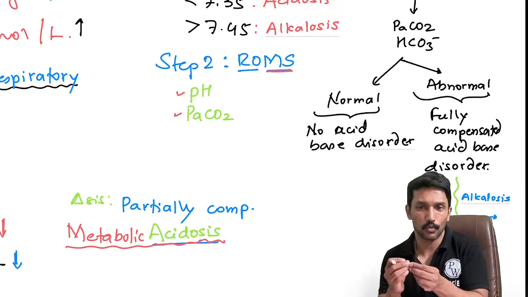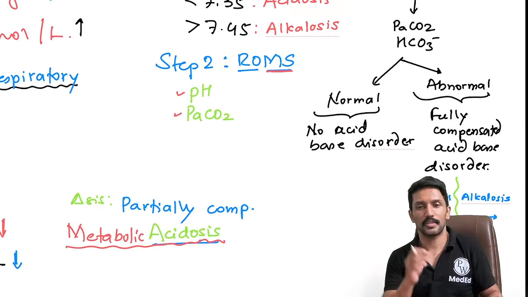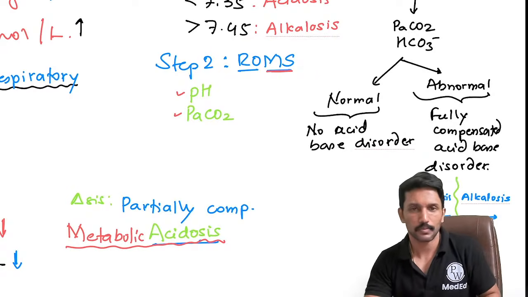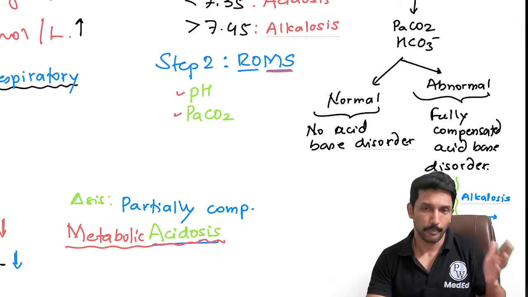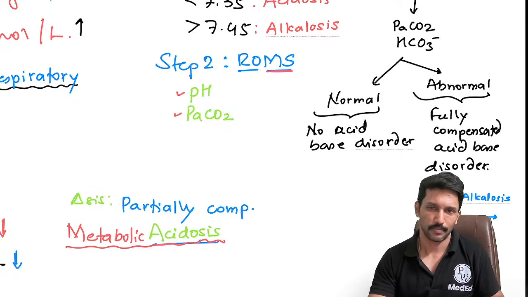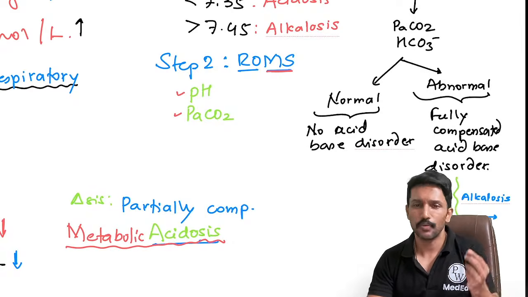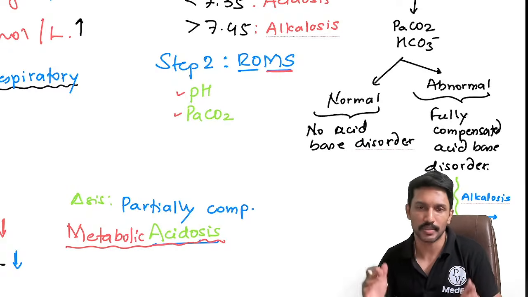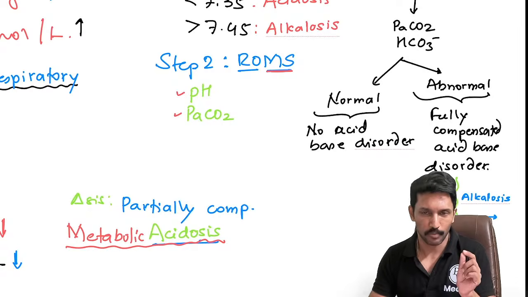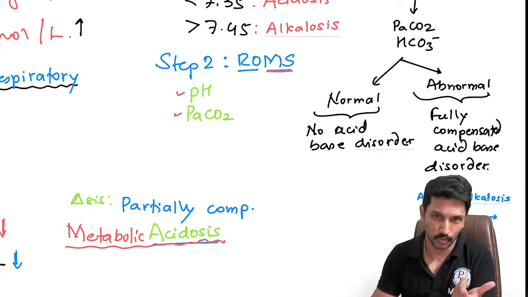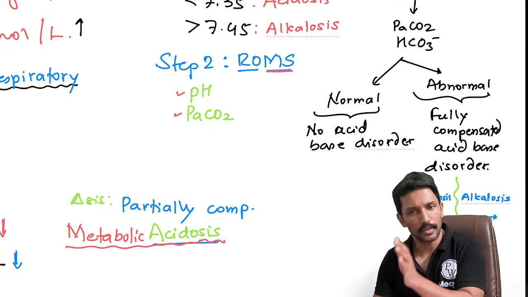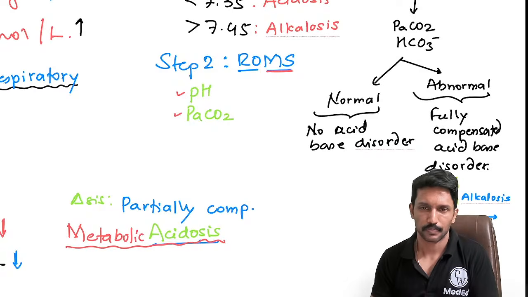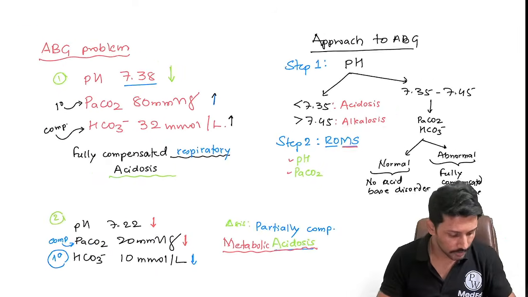So once you come to the conclusion that, okay, here we have a fully compensated alkalosis or acidosis, you will again follow the ROMES criteria to decide whether it is metabolic or respiratory. And once you have decided that it is metabolic or respiratory, you know how to assign the primary abnormality and the compensatory change. The primary abnormality in respiratory is carbon dioxide. In case of metabolic, it is bicarbonate. The other change is the compensatory change.